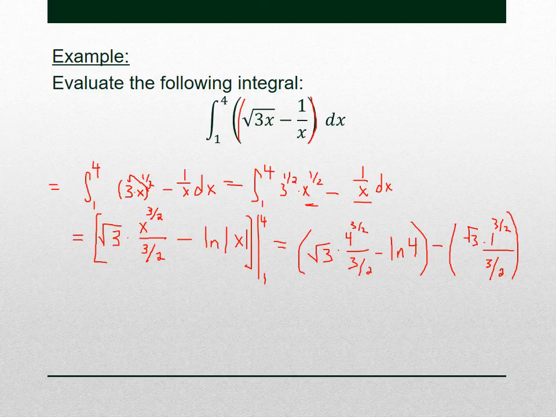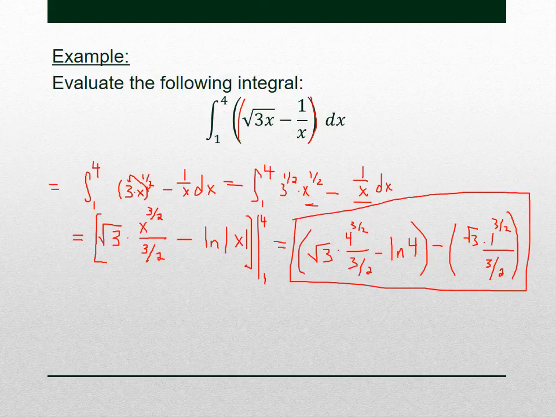So what do we get when we plug in 4? Let's do that first. Well, we get the square root of 3 times 4 to the 3/2 over 3/2 minus the natural log, and then the absolute value of 4 is just 4 because 4 is a positive number. So that's what we get by plugging in 4.